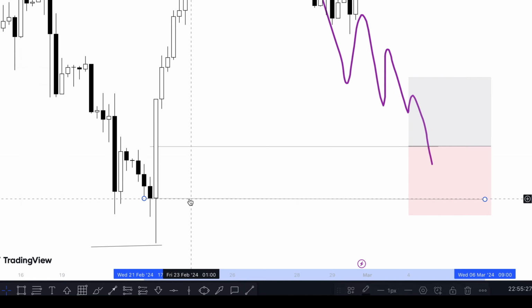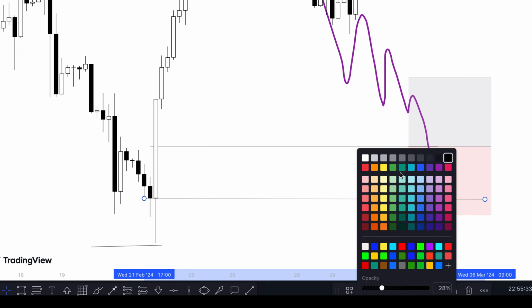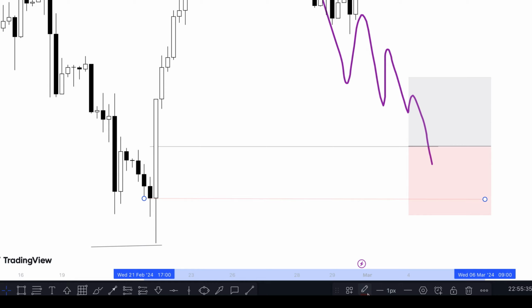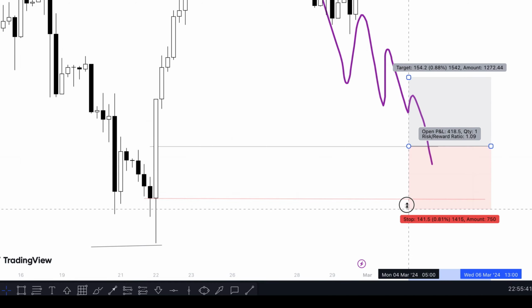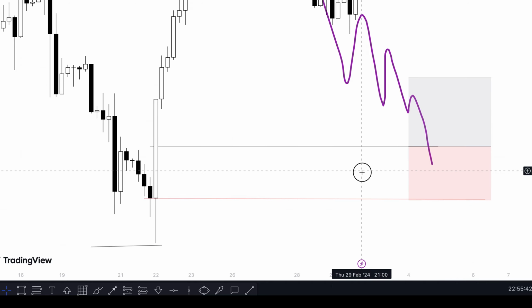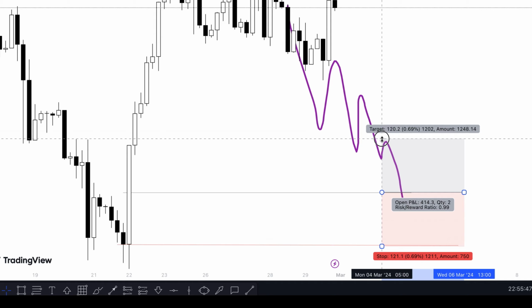Right here is going to be our candle body, and then we're going to make this stop loss line a light red. Okay, make it a little darker, and then this is going to be our stop loss for NAS if we were trading here. And then I might actually take this trade.